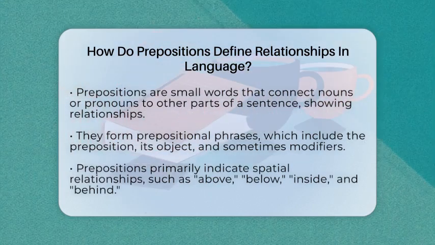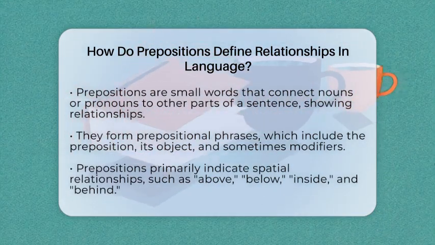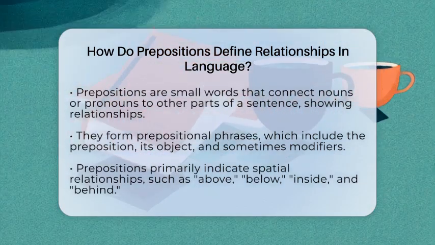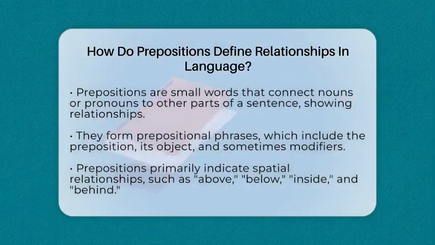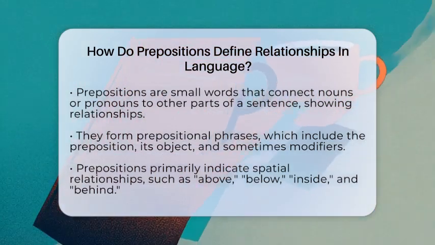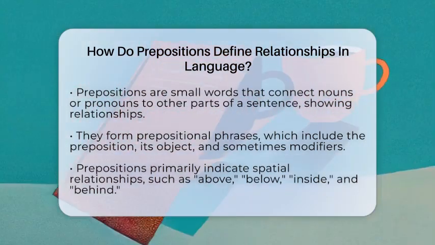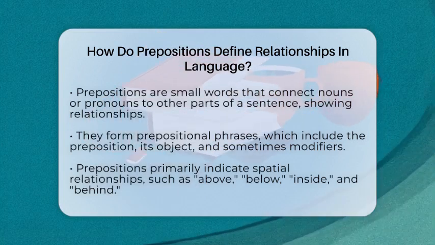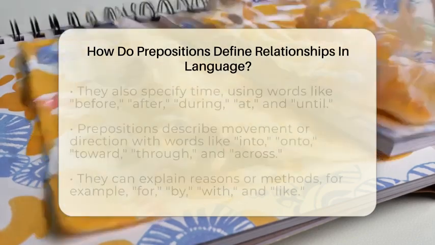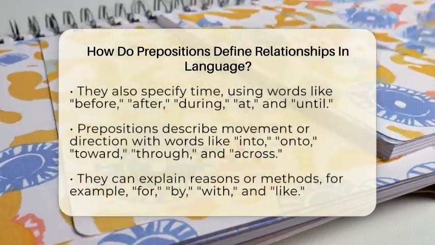Think of prepositions as the words that tell us the position, time, or direction of something. They make sentences clear and precise. Prepositions start what's called a prepositional phrase. This phrase includes the preposition itself, its object, which is usually a noun or pronoun, and sometimes words that describe that object. For example, in the phrase "on the table," "on" is the preposition, "the" is a modifier, and "table" is the object. This phrase adds detail to the sentence, showing where something is.